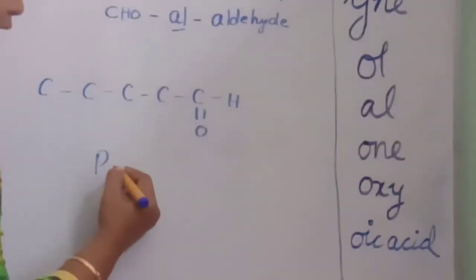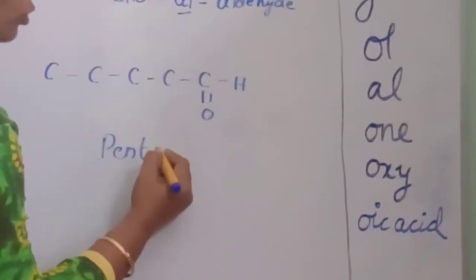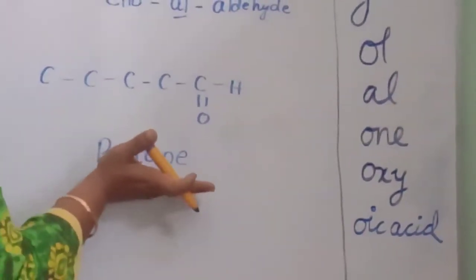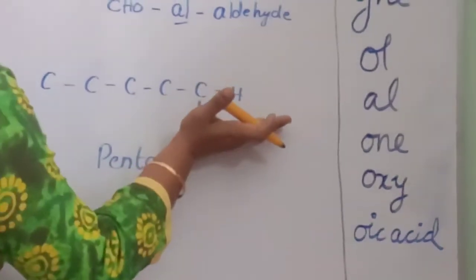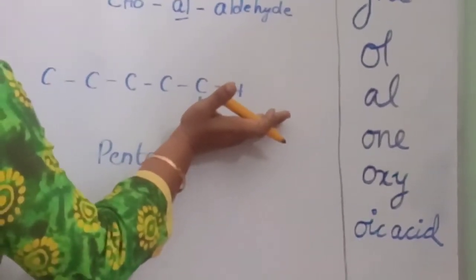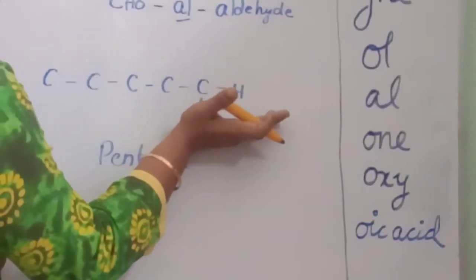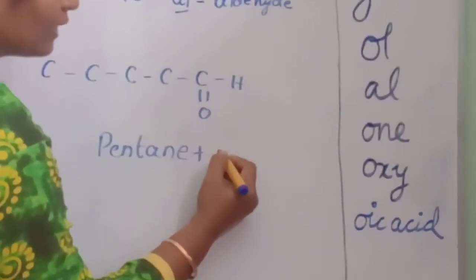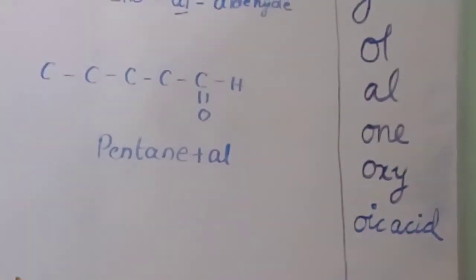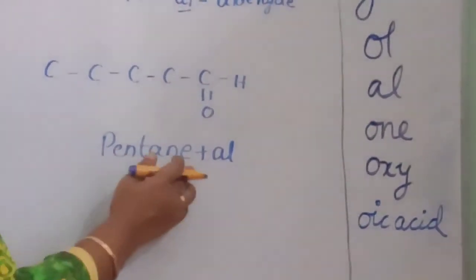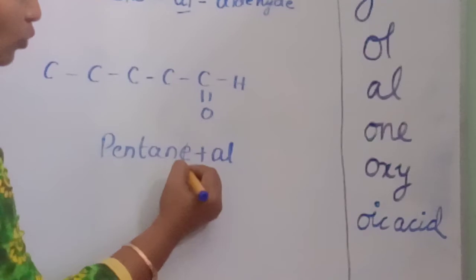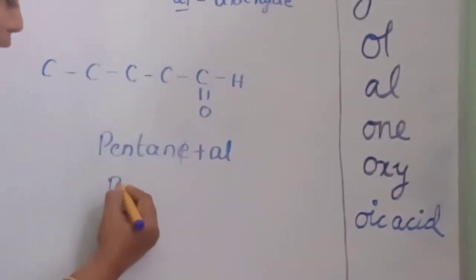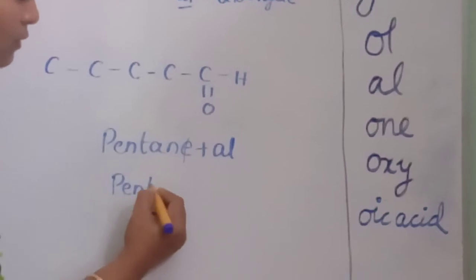So, it is pentane. As we already know, this is a very, very important word. Pentane. Now, what do we have as a group? One functional group is aldehyde. So since we have an aldehyde here, we know that we have to add it with al. So it will become what? Again, we have to cancel the E because you have two vowels here. So it will become pentanal.